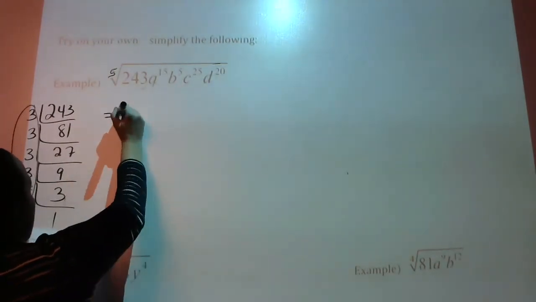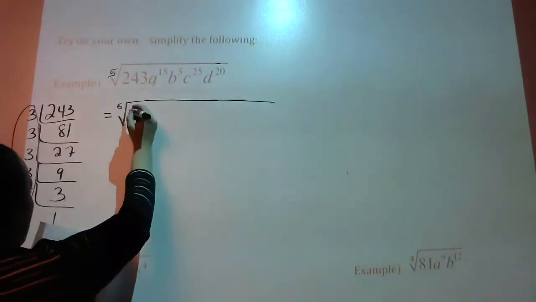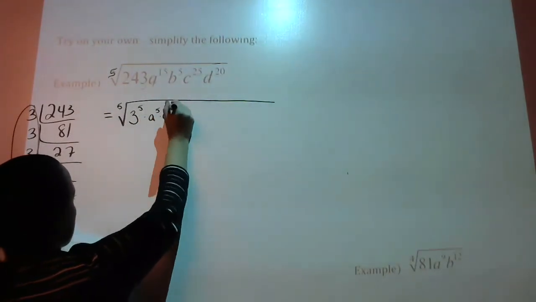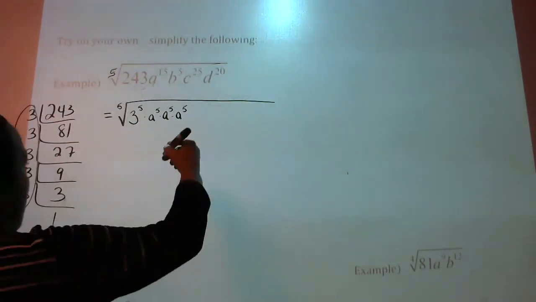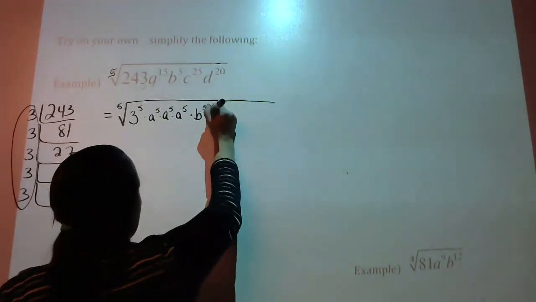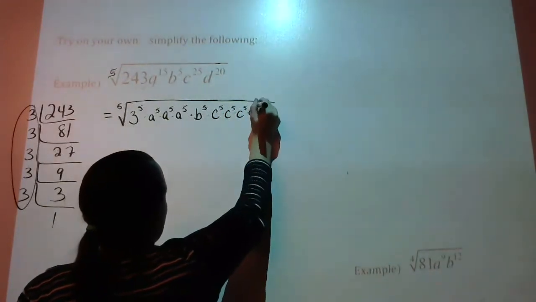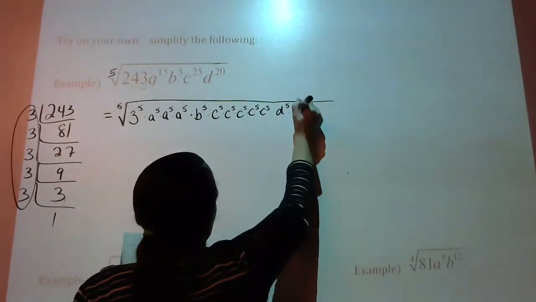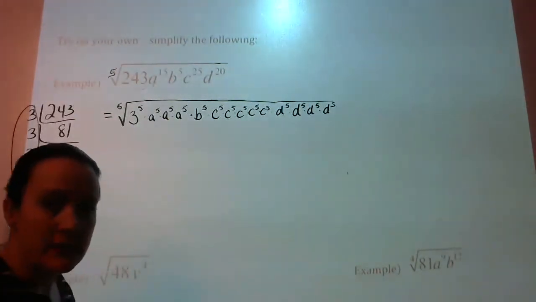So what this means now, I have to rewrite everything in terms of groups of 5. So I would have 3 to the 5th times a to the 5th times a to the 5th times a to the 5th. Notice 15 is 5 plus 5 plus 5. Now I have times b to the 5th times c to the 5th times c to the 5th. There's 5, 10, 15, 20, 25 times d to the 5th times d to the 5th times d to the 5th times d to the 5th. It's a lot of 5s.